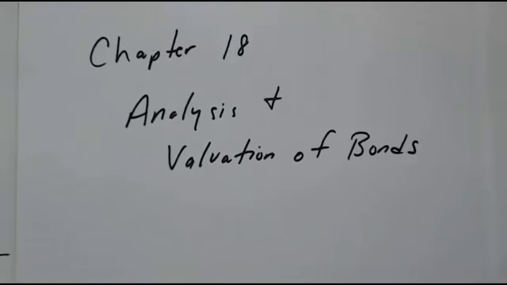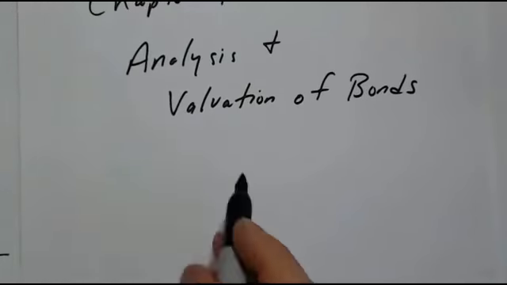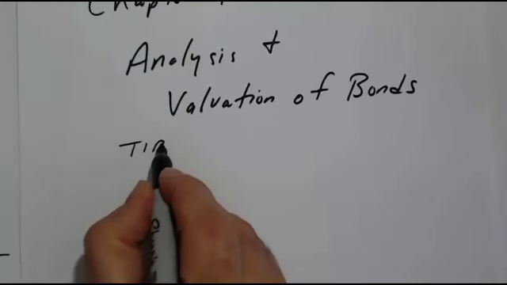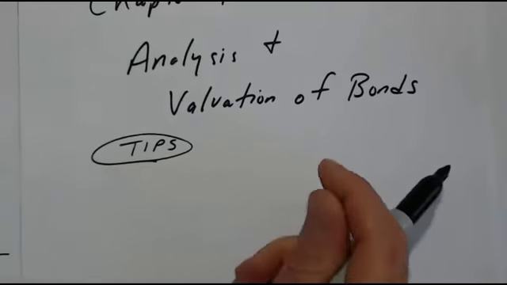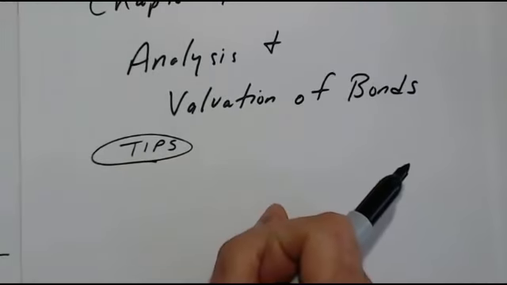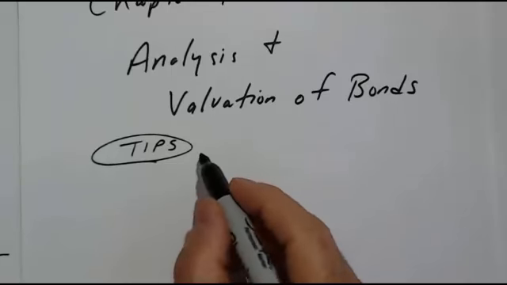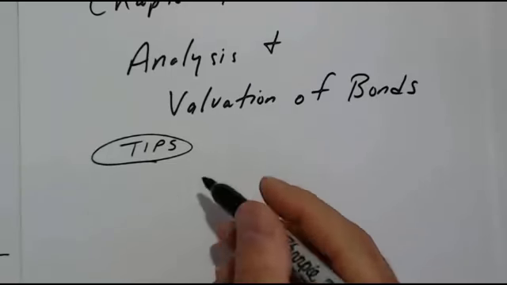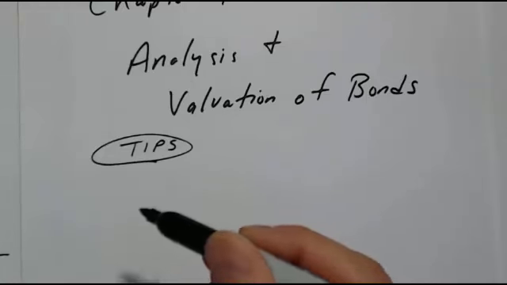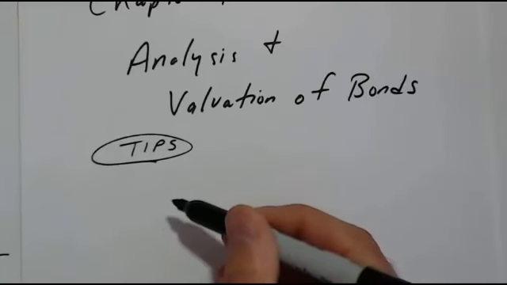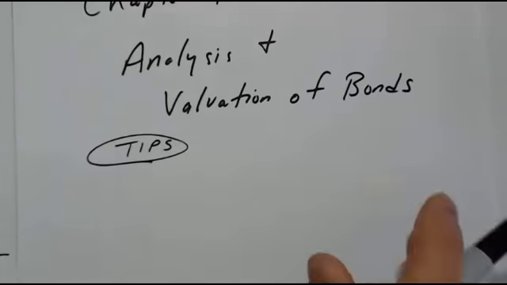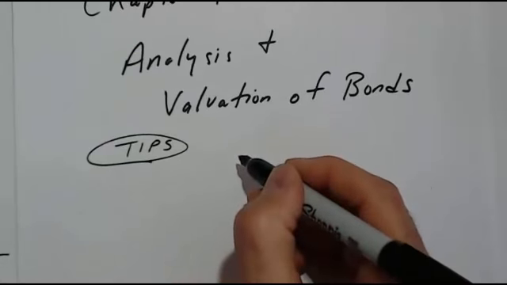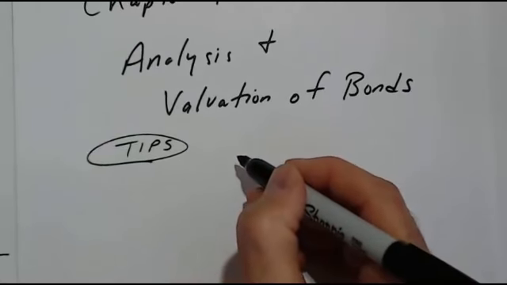If you were to go, for example, to the Wall Street Journal, look under TIPS, Treasury Inflation Protected Securities. They've been out for about 20 years now. These are Treasury securities that are designed to protect investors against inflation, and those securities are priced in fractions in 32nds.